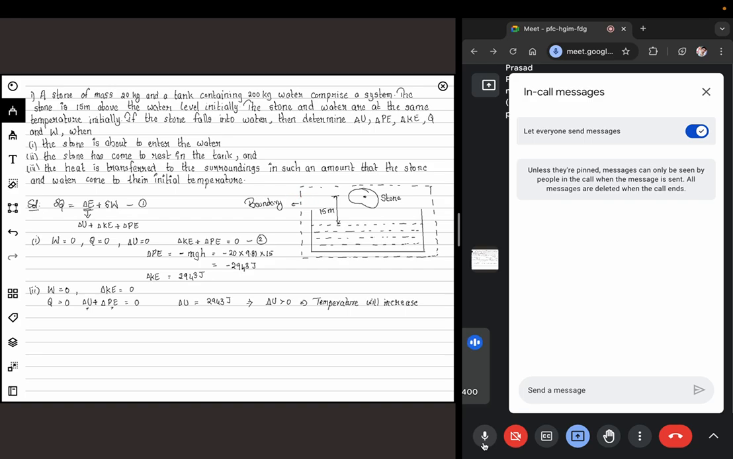But now when the stone has come to rest, whatever the loss in potential energy is converted into the internal energy of the entire system. So the temperature of this entire system increases. Now there is a temperature difference across the system boundary, because of which heat flow happens. Now how do we calculate that heat transfer?